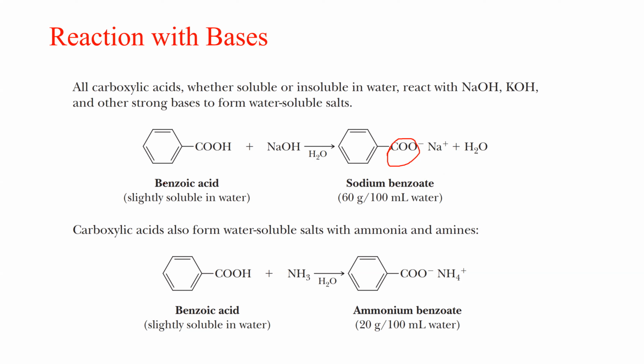You can see that benzoic acid is only slightly soluble in water, and when we convert it into its salts, its solubility increases. In the case of the sodium salt, it is 60 grams per 100 ml of water, and for the ammonium salt of benzoic acid it is 20 grams per 100 ml. That is again not bad. From very slight solubility, we are converting them into highly and considerably soluble compounds. That is the advantage of the acidic behavior of carboxylic acids.